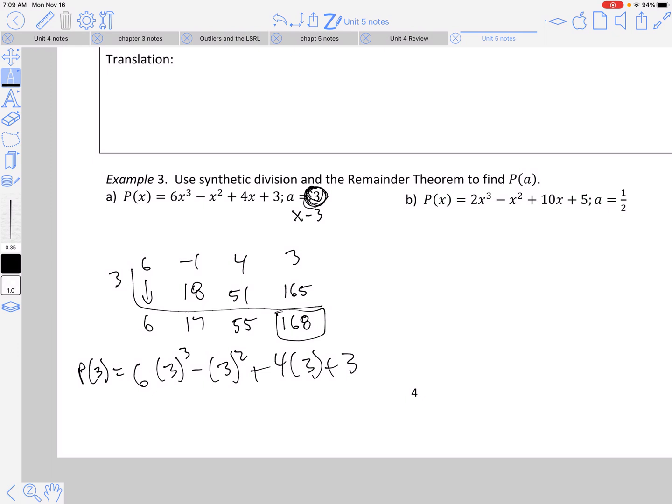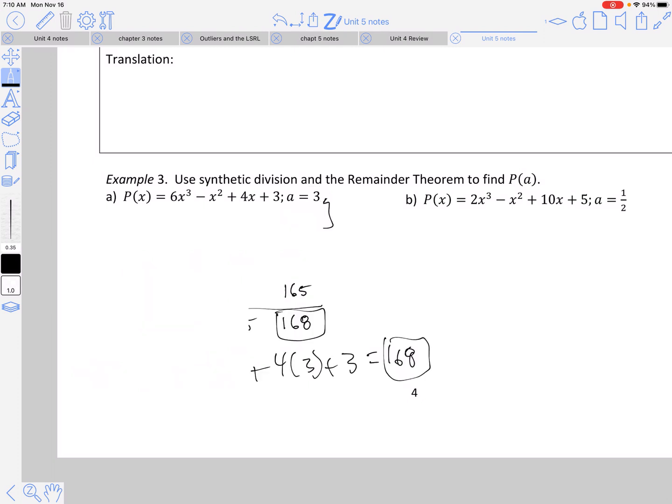So go ahead and do it. And notice you get 168. Whoa, right? Really cool. So why is this theorem important? Well, now we know that x minus 3 is not a factor, and we didn't have to do synthetic division. We could have just put it into our calculator. It's really awesome, really cool.